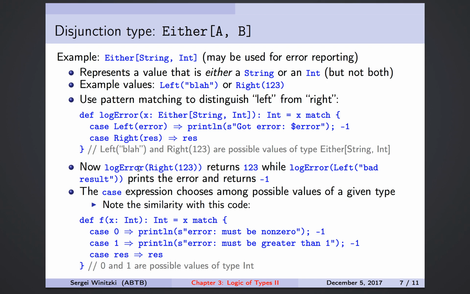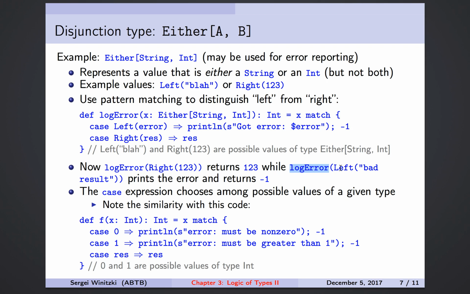So if we call this function on a value such as right 123, then this function will match. The first case will not match. So then the second case will match. And the result will be returned. So this will be the value it returns. The match is performed line by line. So the first line that matches gives you this expression, and that's it. No further lines are evaluated.